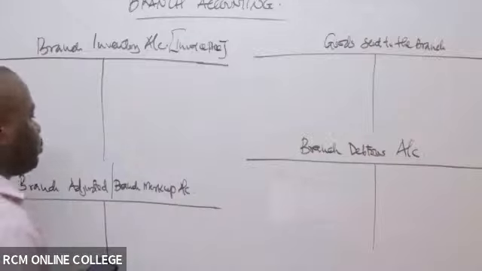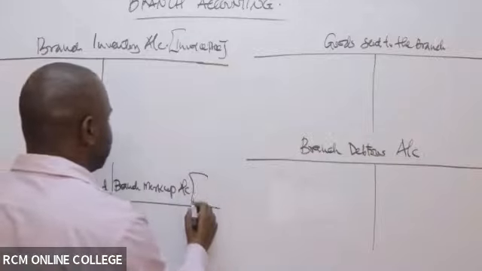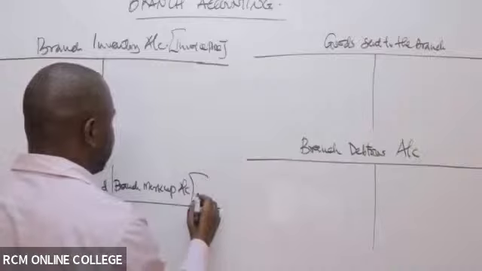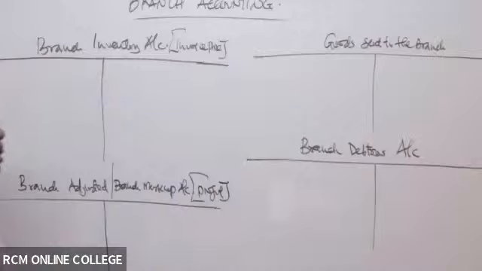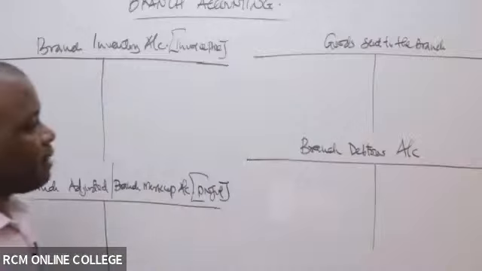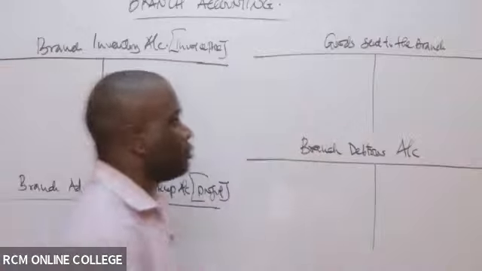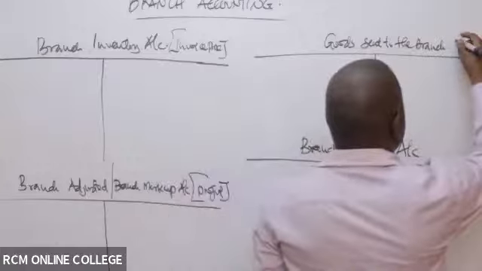Then in this case, we need to deal with the profit element by passing it through what you are calling what? This branch markup. Then these goods that are sent to the branch have to be at cost. They have to be at cost.